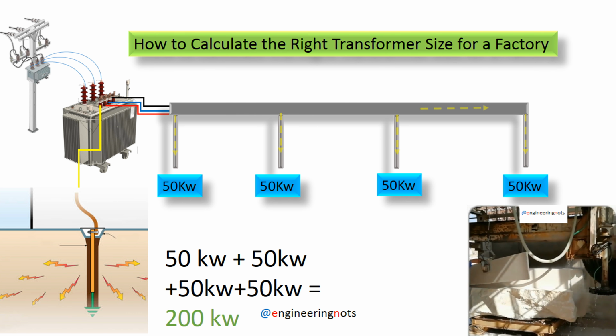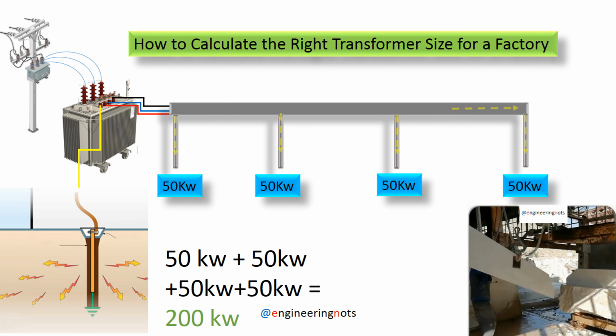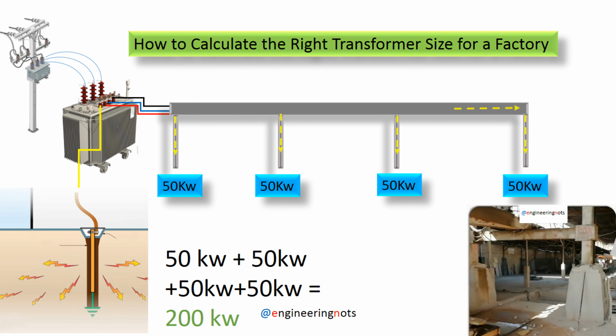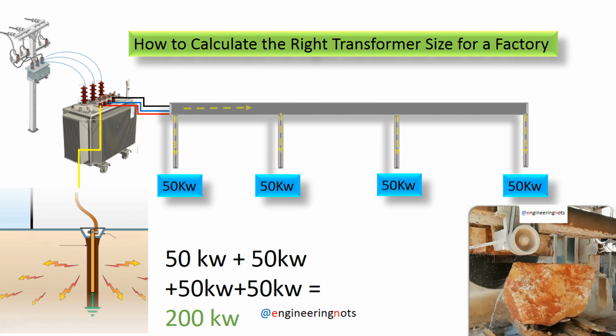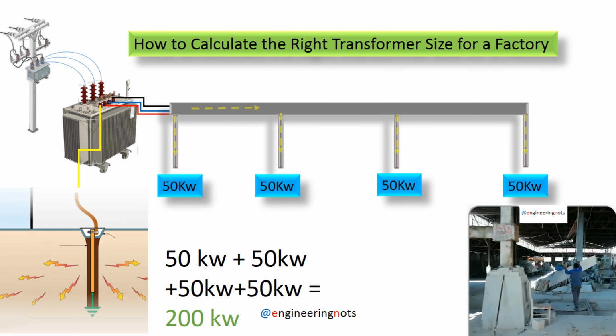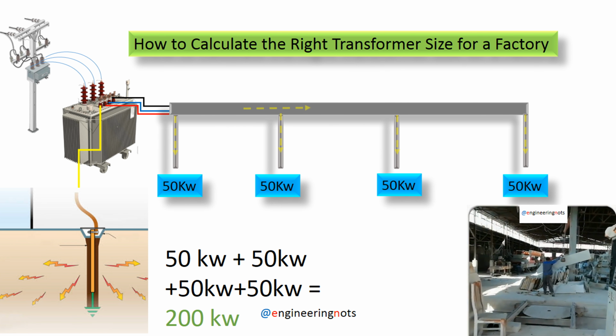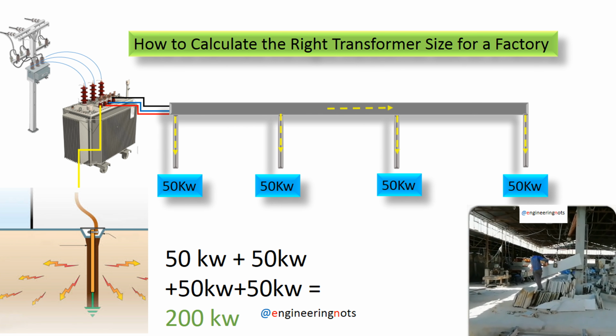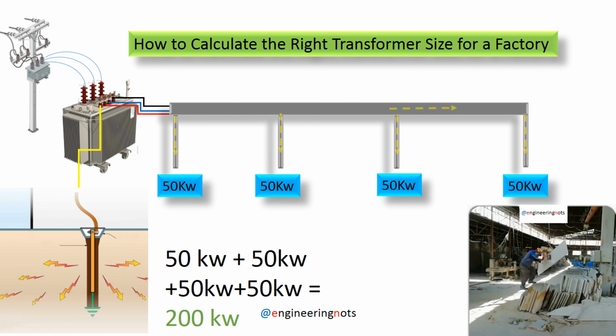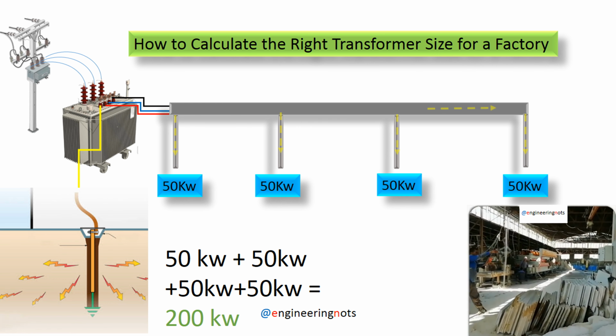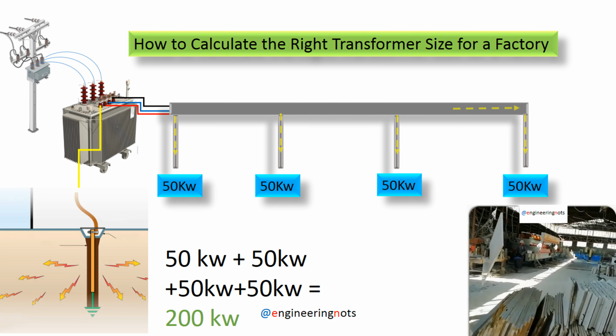Imagine a stone processing factory owner asks us to select the right transformer for a new workshop. The workshop will have 4 production lines, and each production line is powered by one 50 kilowatt induction motor. During our site inspection, we found that each motor has a power factor of 0.8.